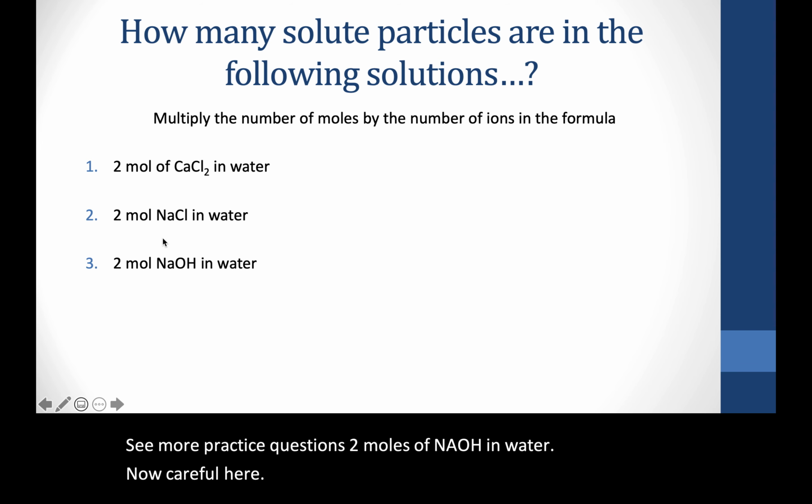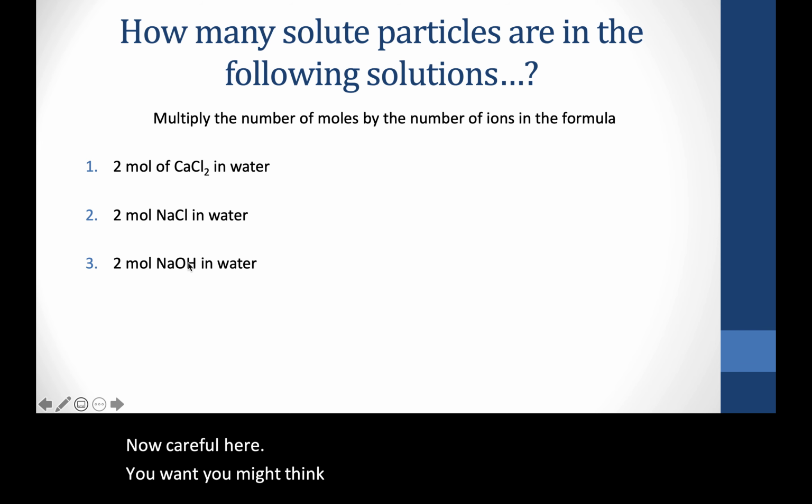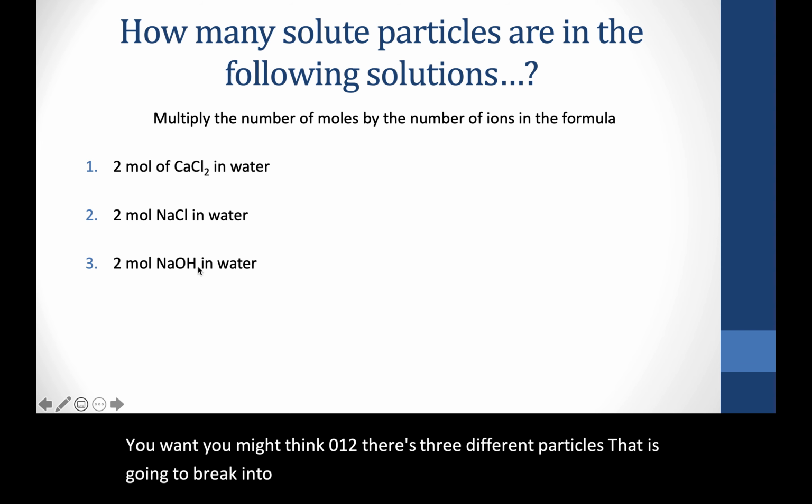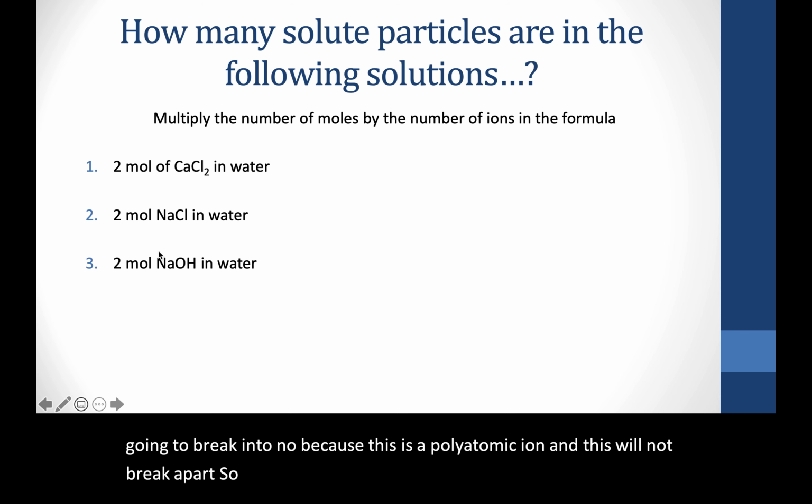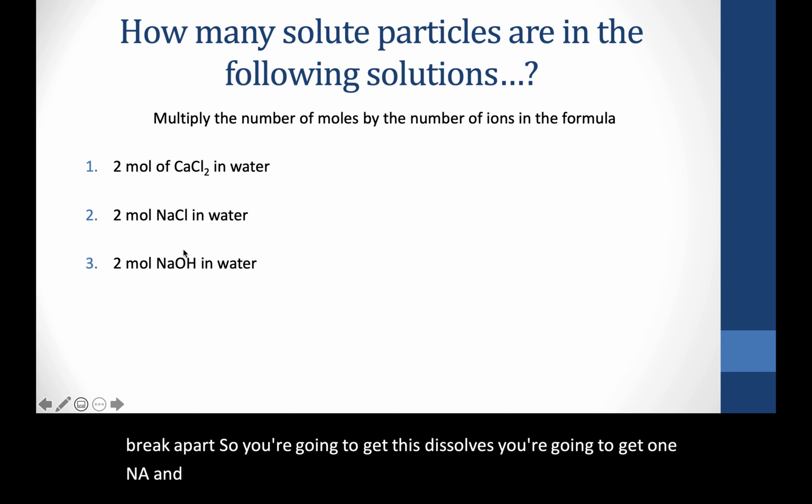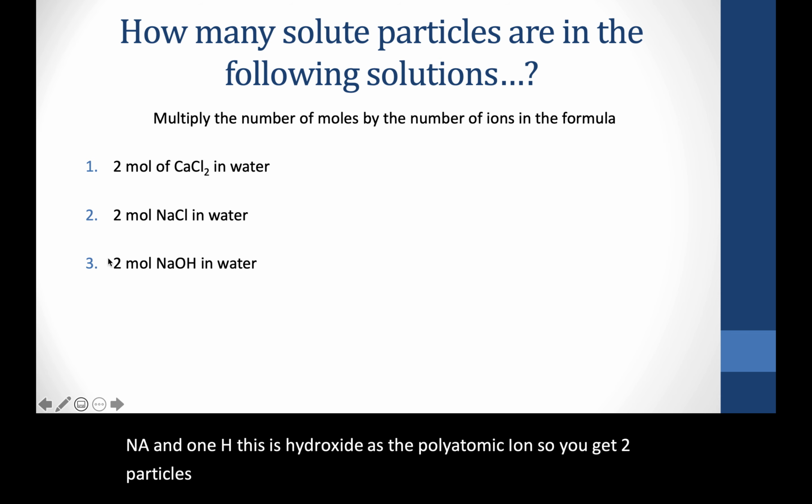You might think, oh, one, two, there's three different particles that it's going to break into. No, because this is a polyatomic ion and this will not break apart. So when this dissolves, you're going to get one Na and one OH. This is hydroxide, a polyatomic ion. So you get two particles. 2 times the 2 moles is 4. So you have 4 moles of particles here. Okay?